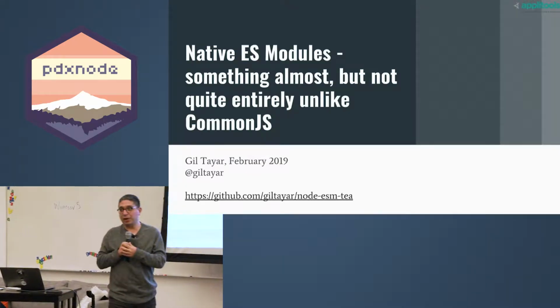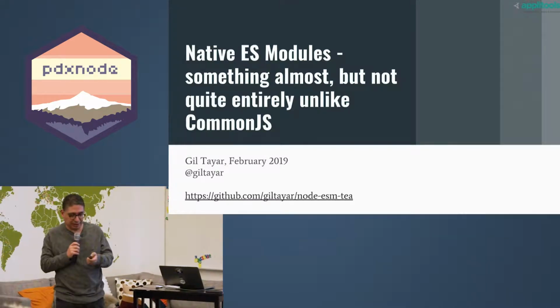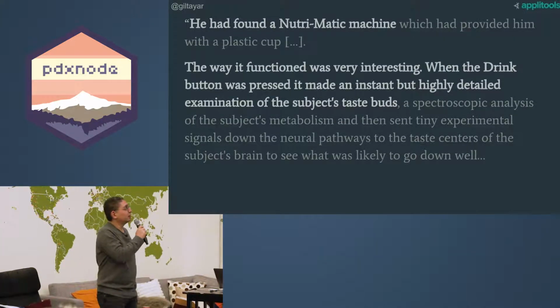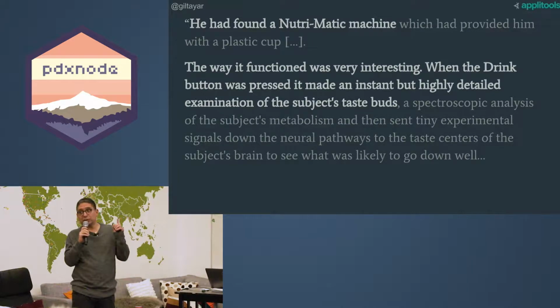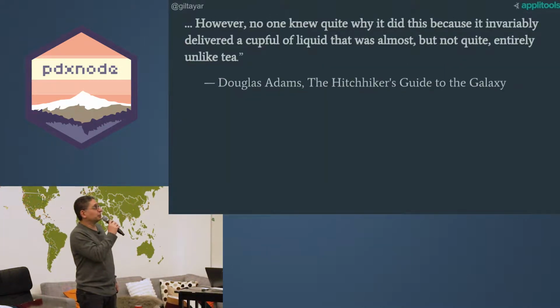ES modules in Node.js. Something, but not quite entirely unlike CommonJS. He had found a Nutrimatic machine, which had provided him with a plastic cup. The way it functioned was very interesting. When the drink button was pressed, it made an instant but highly detailed examination of the subject's taste buds, a spectroscopic analysis of the subject's metabolism, and then sent tiny experimental signals down the neural pathways to the taste centers of the subject's brain to see what was likely to go down well.